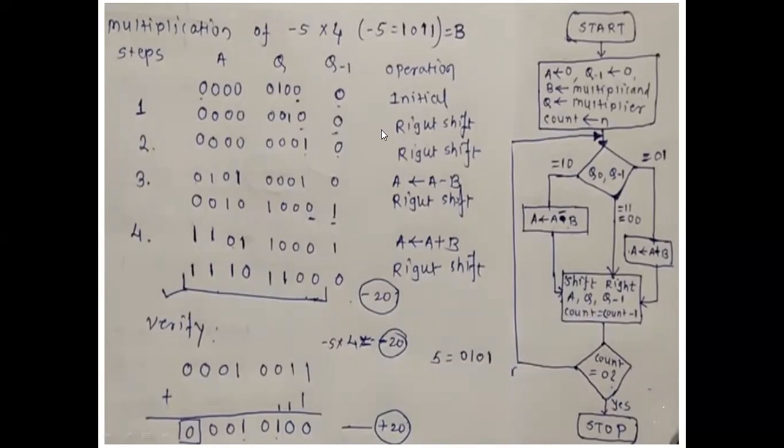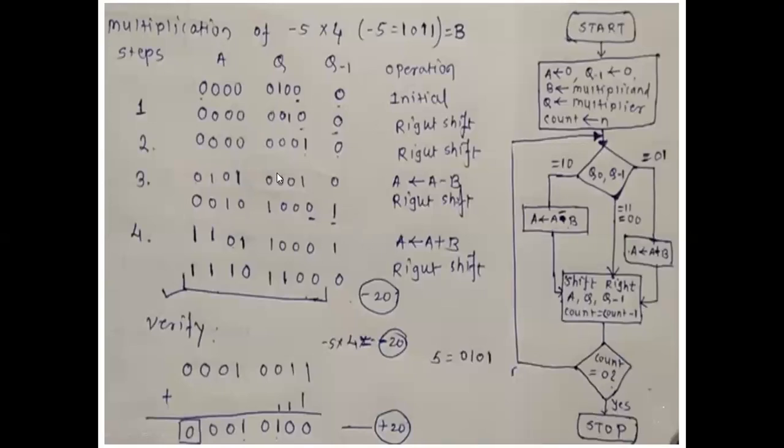Then, based upon the bit representation, this is 4 bits, so this is Q0, this is Q1, this is Q2, and this is Q3. We consider the Q0 and Q minus 1 operation. Q0 and Q minus 1 contain 0 0. If we get 0 0 or 1 1, we perform only a right shift operation. So here we obtained 0 0, so we perform a right shift operation. This is step 1. The counter has not ended, so the cycle continues.